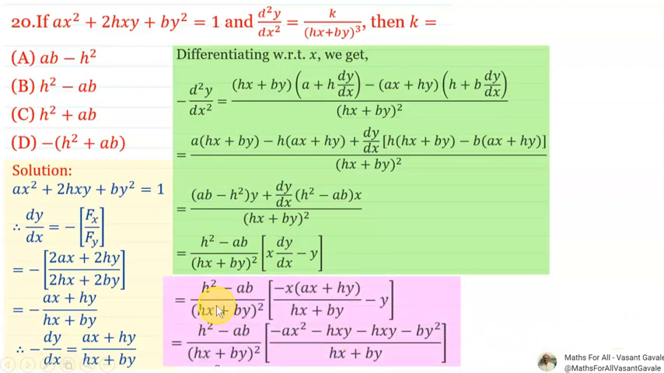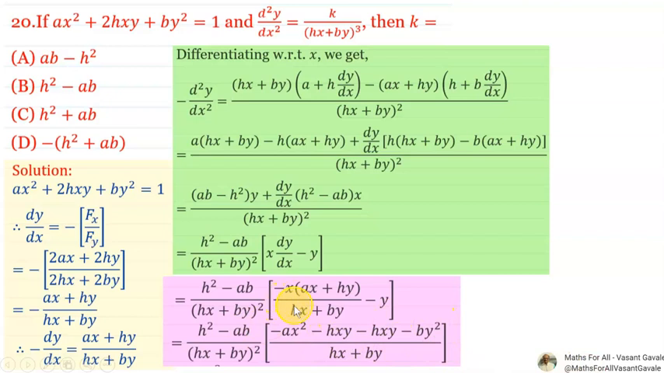Next simplification. h square minus ab upon hx plus by bracket square. Normally here we are going to substitute the value of dy by dx. The value of dy by dx is equal to ax plus hy upon hx plus by, into this x, the minus value, and minus 1 minus y.